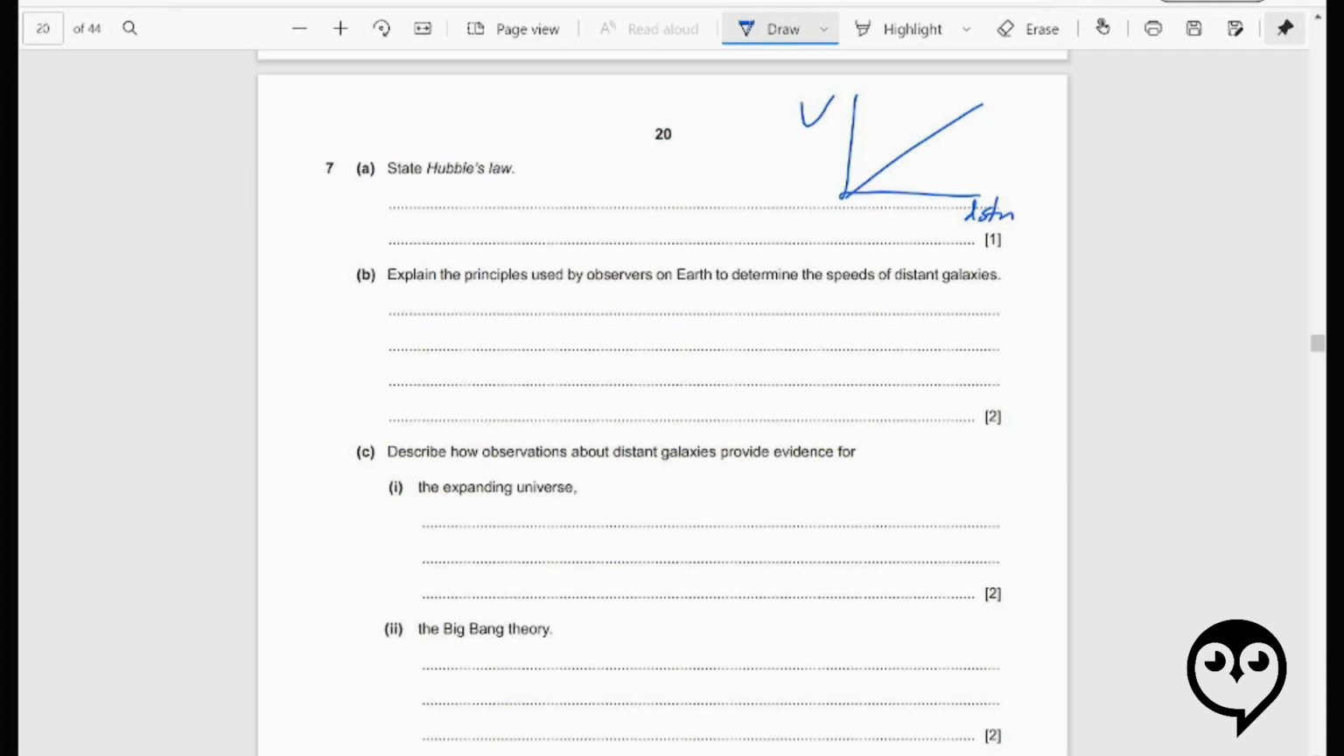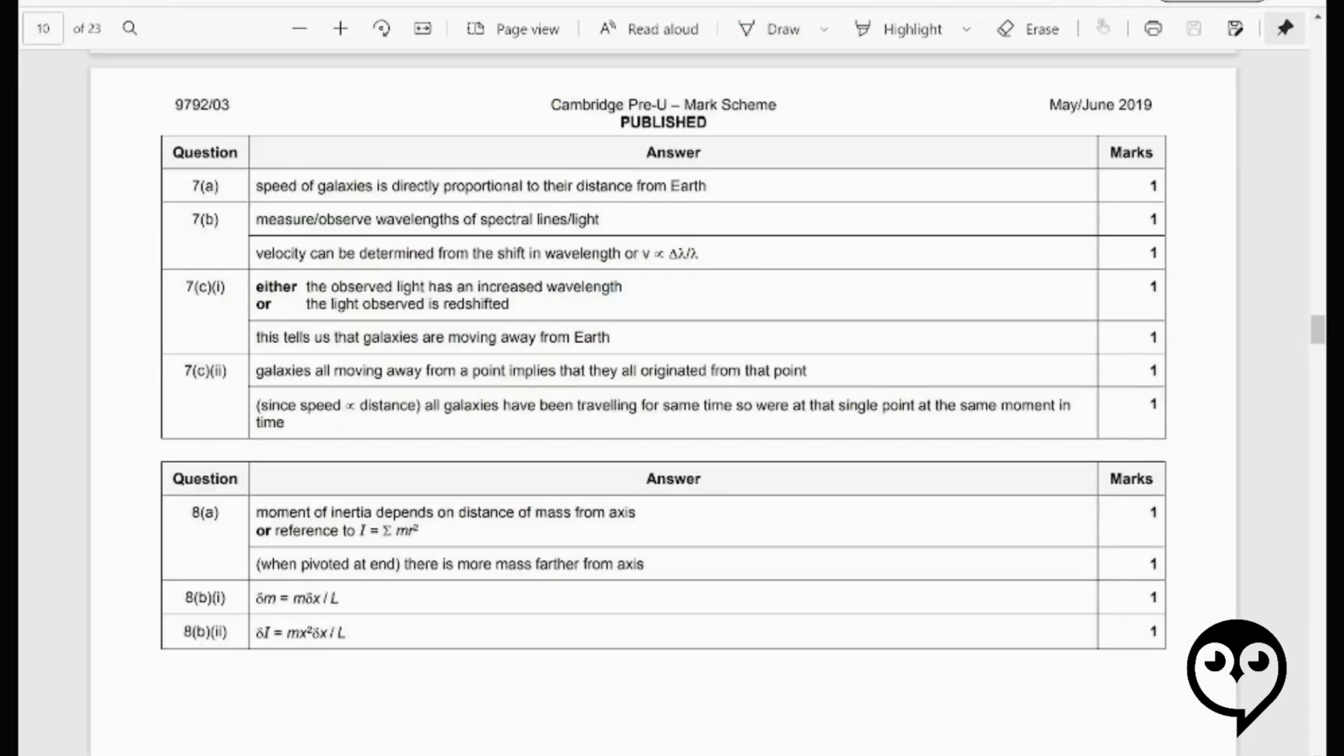Explain the principles used by observers on Earth to determine the speeds of distant galaxies. Well, we use redshift, right? We try to calculate the redshift of the spectral lines, and from there we try to figure out what the recession velocity is, and therefore we know how far away. That's how it's done. Let's check the mark scheme for those first 2. Okay, speed of galaxies is directly proportional to their distance from the Earth.